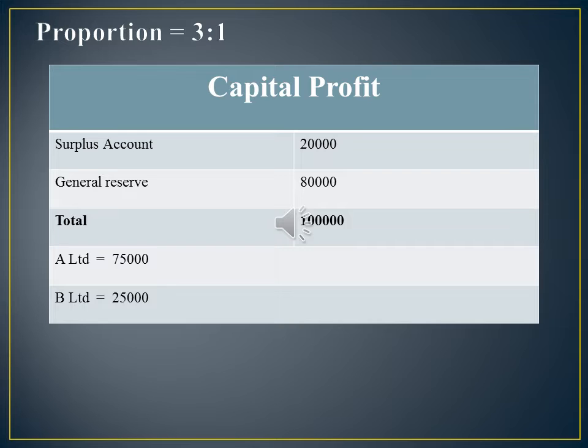And while calculating capital profit, we are taking the surplus account and general reserve. Surplus is rupees 20,000, which is pre-acquisition profit of the year 2013-2014, which is already given in the question. And general reserve 80,000 rupees belongs to the balance sheet, and the total is 1 lakh rupees. We are proportionately dividing it into subsidiary and holding company.